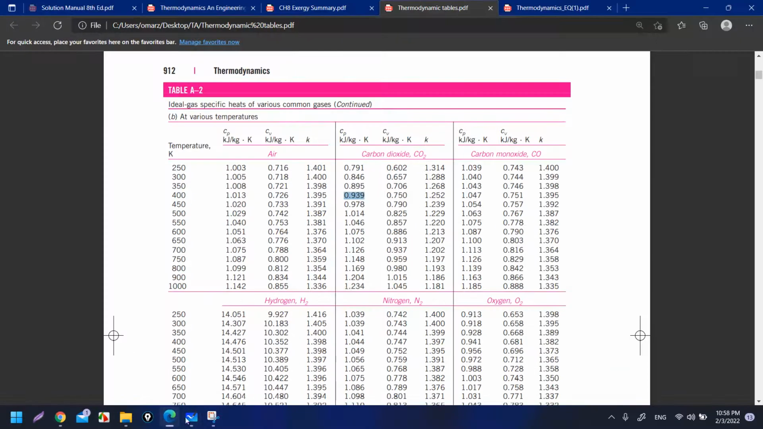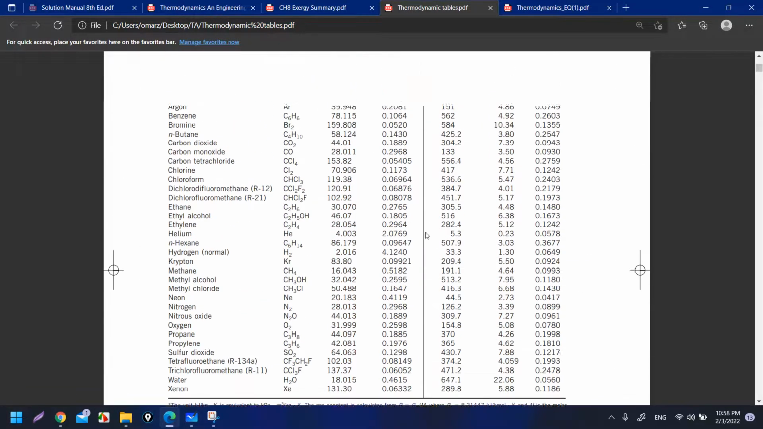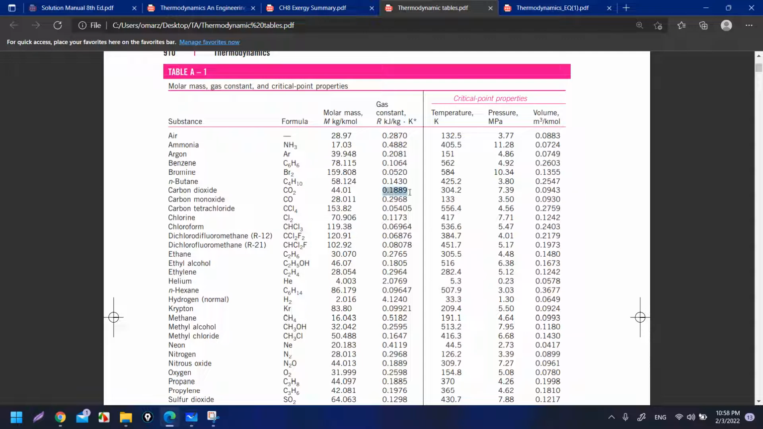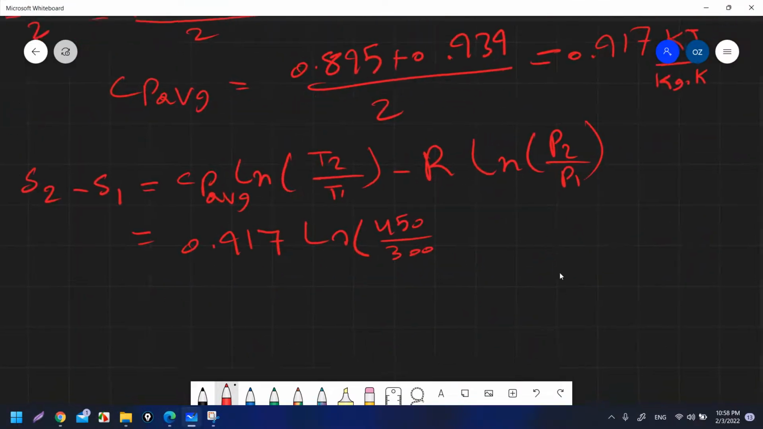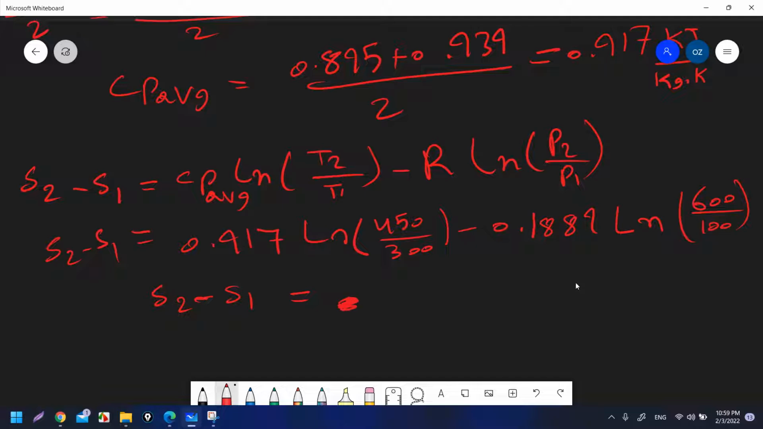For carbon dioxide, R is equal to 0.1889, or from here also carbon dioxide 0.1889. Okay, minus 0.1889 ln P2 600 over P1 100. Okay, so S2 minus S1 at the end will equal 0.0335 kilojoule per kilogram Kelvin.